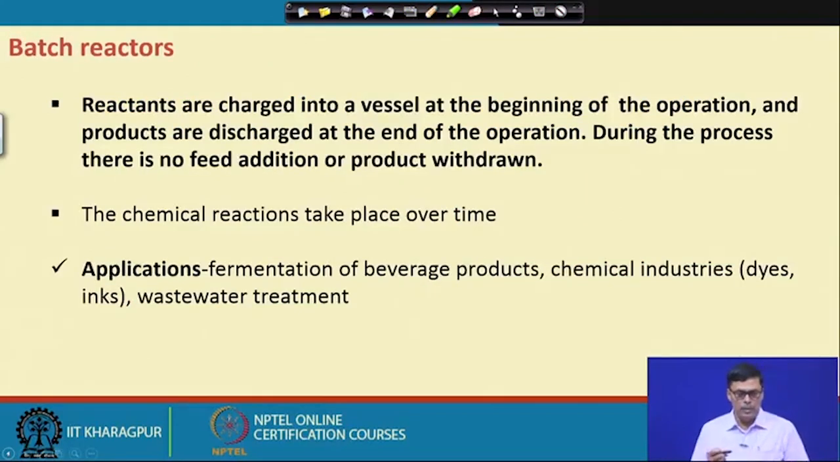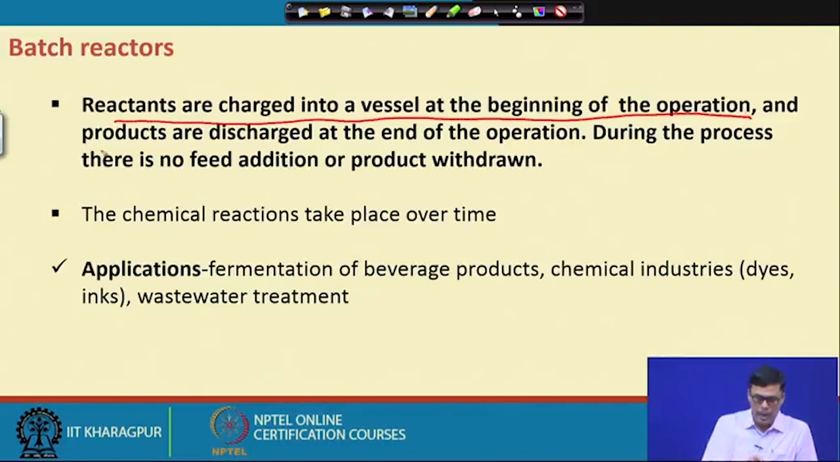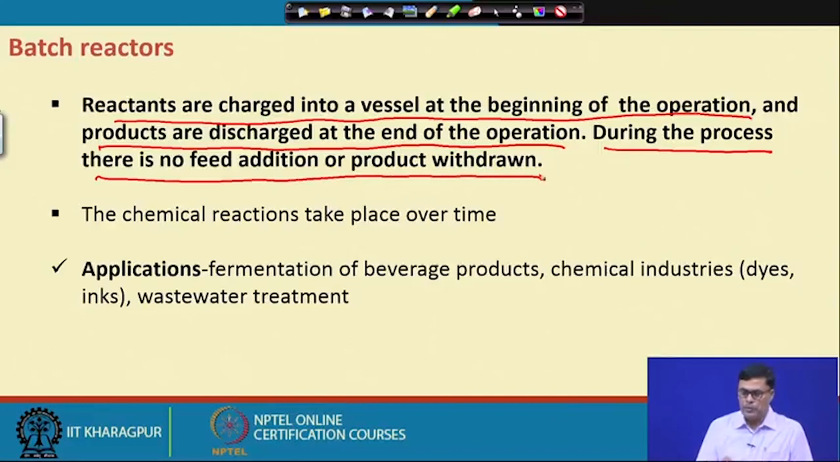Let us look into the batch reactor. In a batch reactor, the reactants are charged into the vessel at the beginning of the operation, and the products are discharged at the end of the operation, and during this process there is no feed addition or product withdrawal. So, this is exactly what I told, and a batch system is very easy to operate. You just take the substrate and put it in the reactor and let the reaction take place. After the reaction is over, you take it out. This is called a batch process.